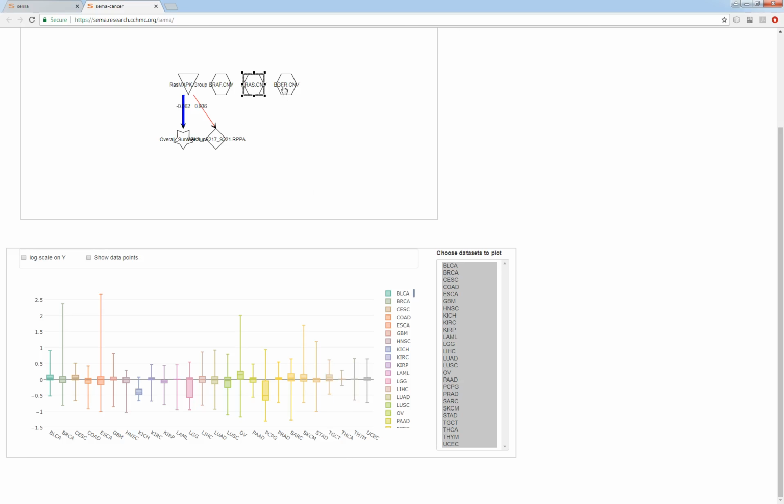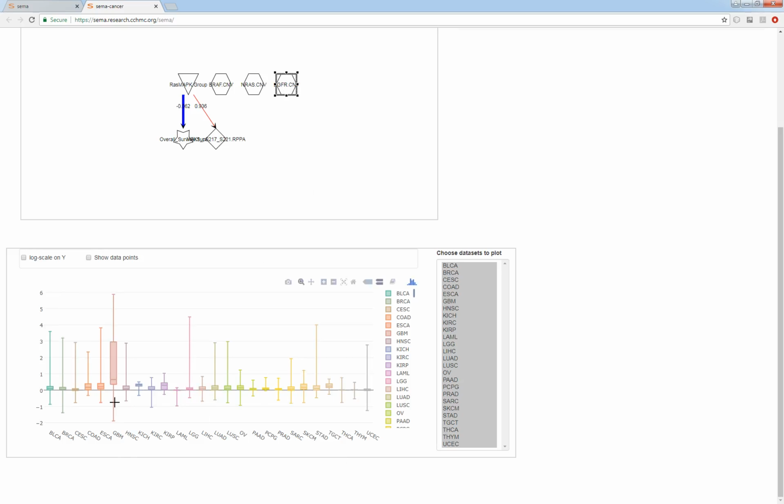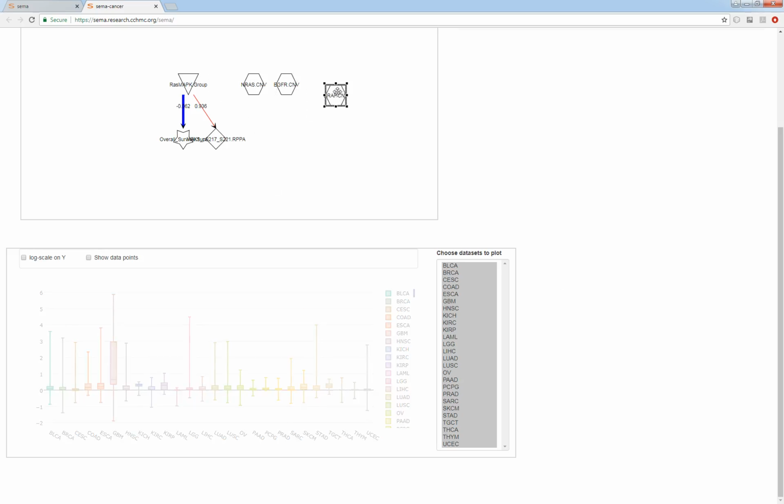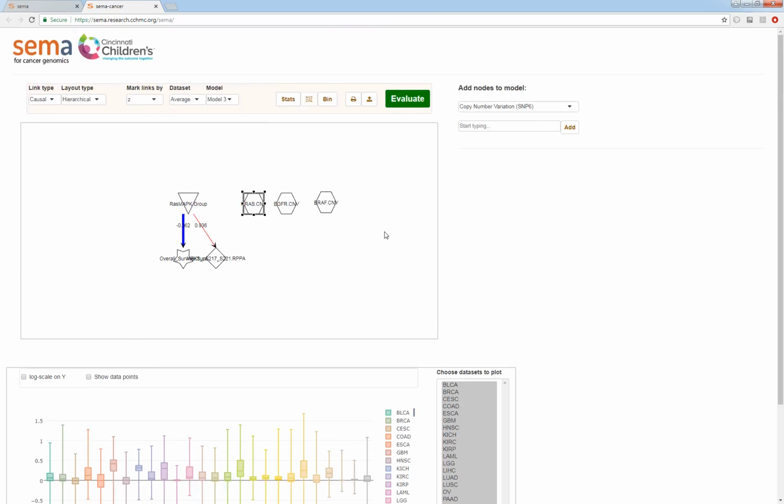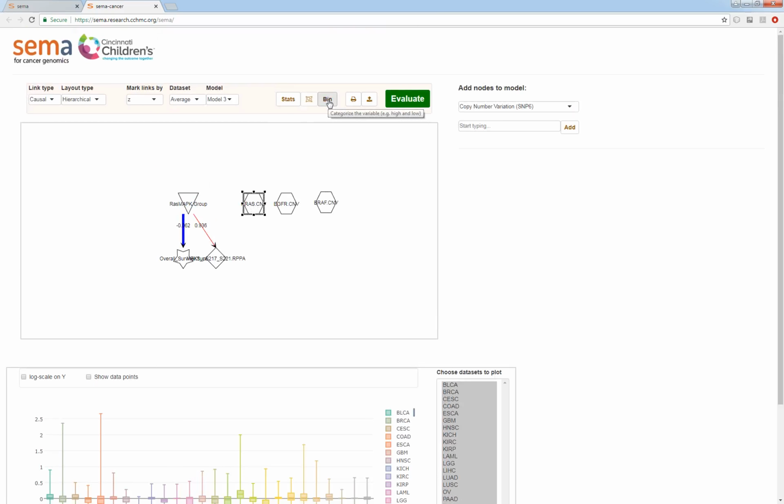NRAS not so much. EGFR, as you would expect in GBM, is quite frequently amplified. Now, it helps to binarize these variables. Instead of looking at these variables as continuous variables, let's binarize them into amplified versus non-amplified. For that, we'll be using this function here, binarize. This function will binarize any continuous variable.